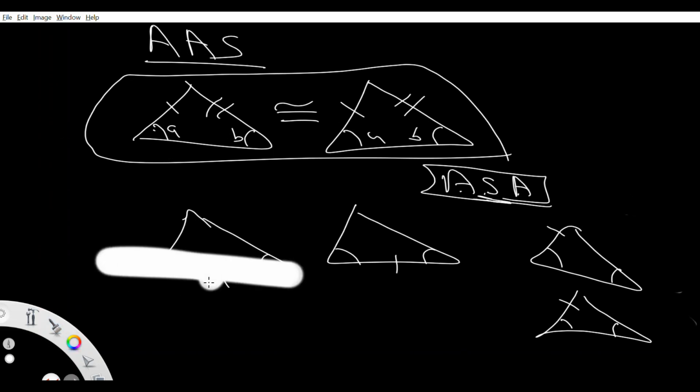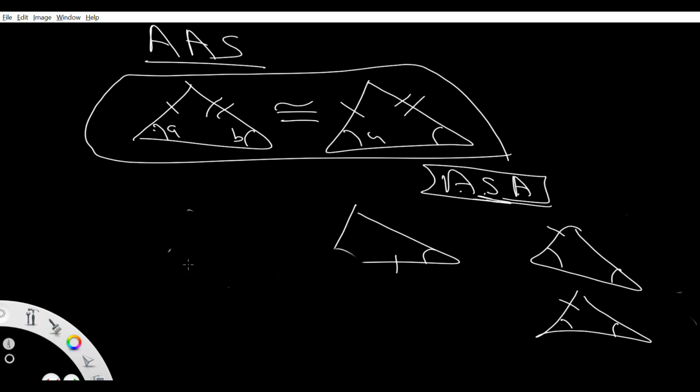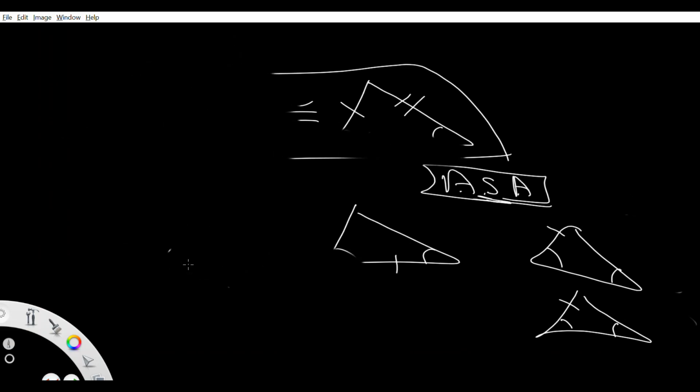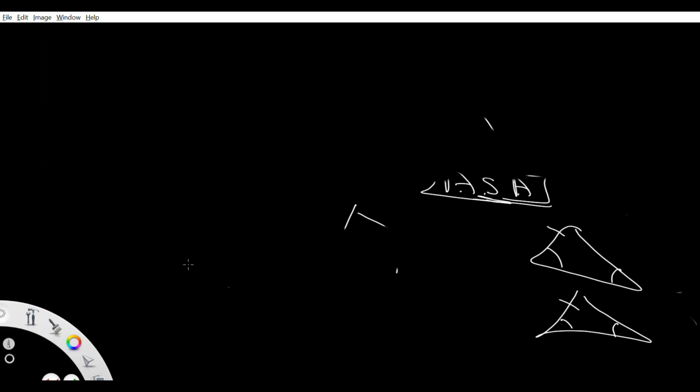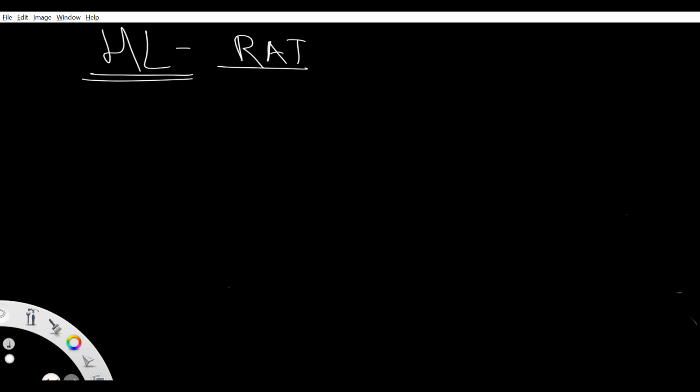Now the last theorem is hypotenuse leg theorem. Oops. Let me just erase this part. So now let's look at the hypotenuse leg theorem. And note that this theorem only works for right angle triangles.